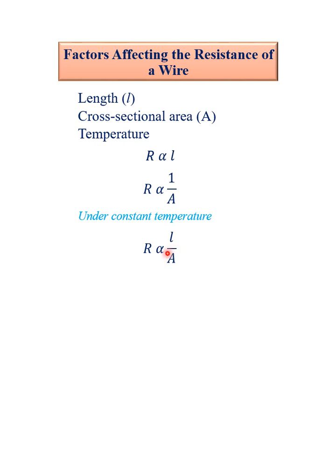If we remove the proportionality sign and change it to equal to, we introduce a constant, ρ. This constant is known as the resistivity of the wire. This is an important equation to take note of in calculating the resistance of a wire.